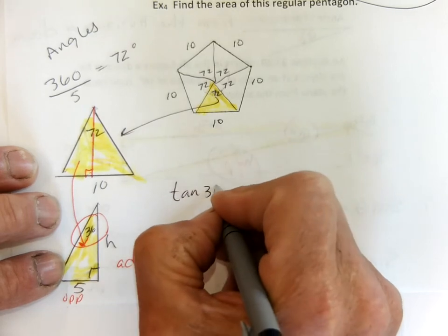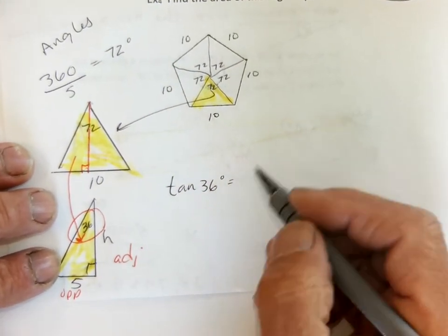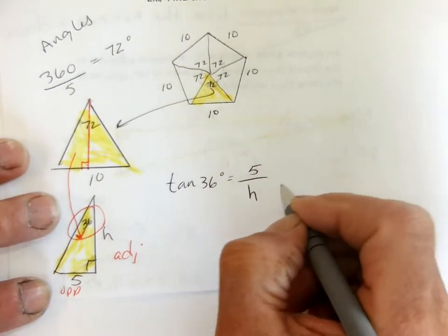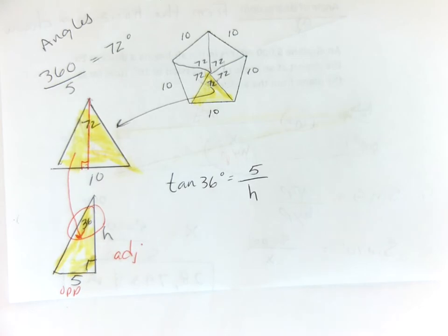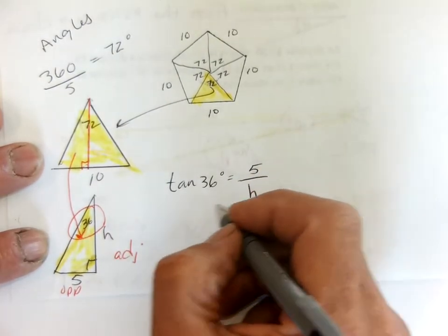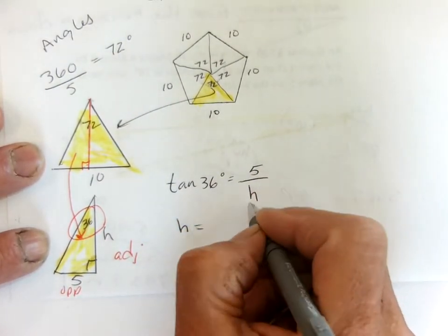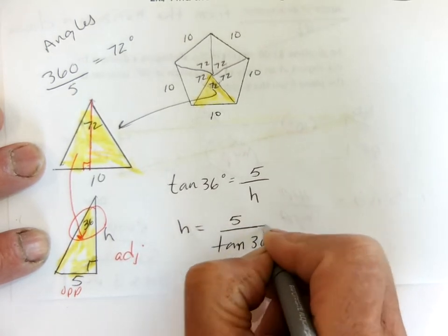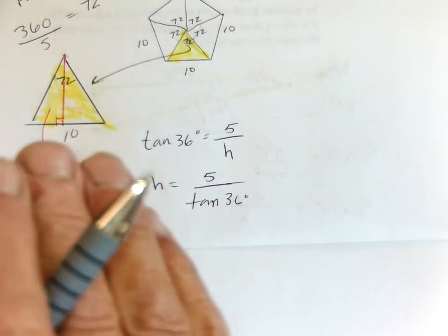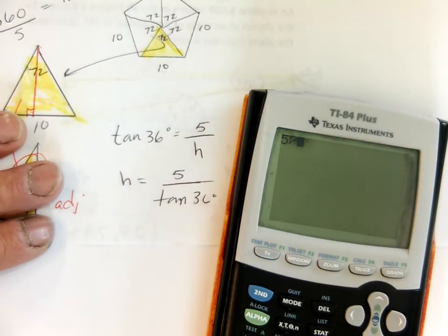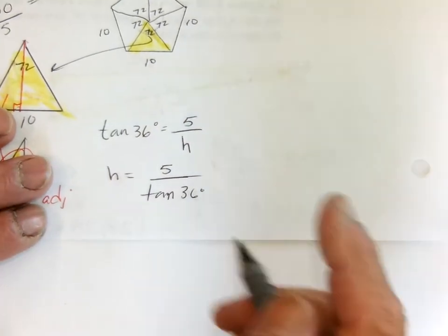So tangent of theta, or tangent of 36 degrees, is equal to my opposite, which is my 5, over my adjacent, which is my h, okay? I'm going to multiply by h, but divide by tangent of 36. So the height equals 5 over tangent of 36, okay? All right, let's use my calculator. 5 divided by tangent 36, about 6.88.